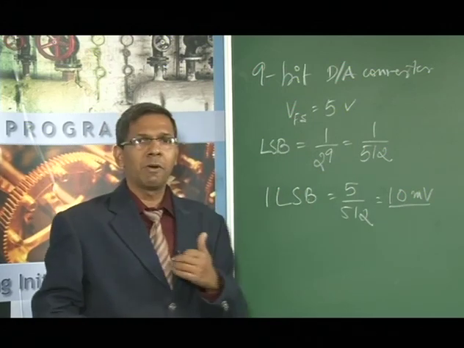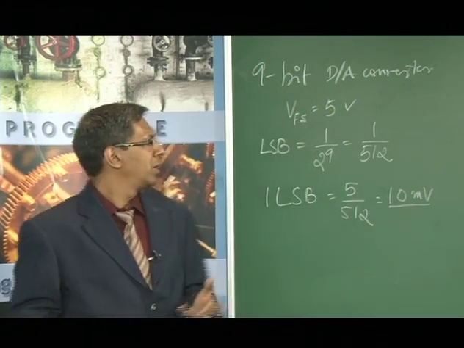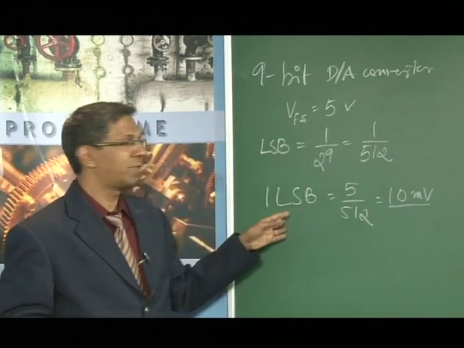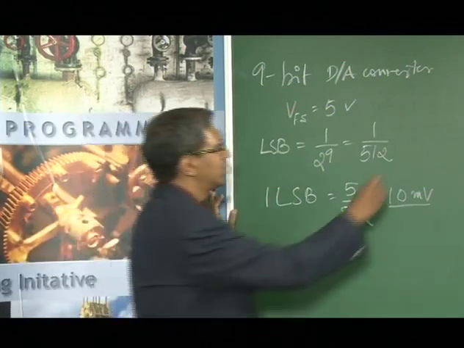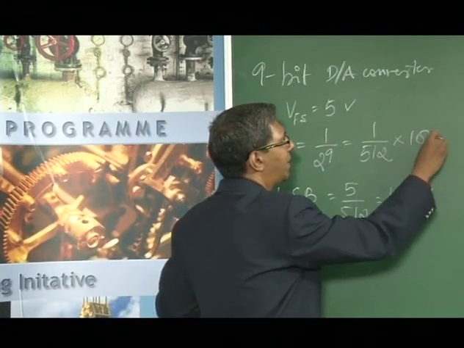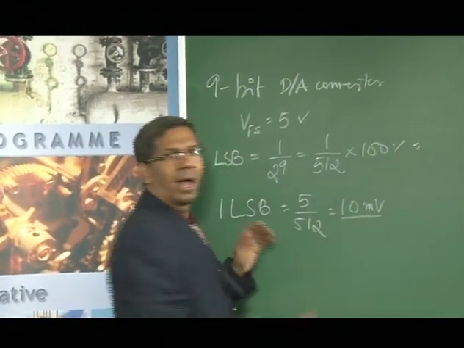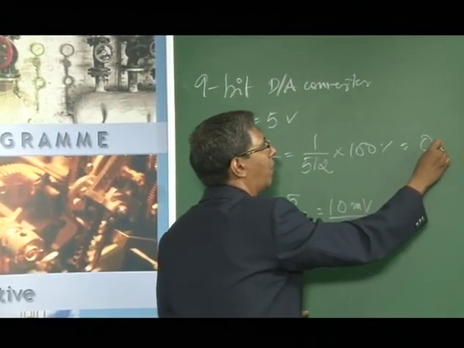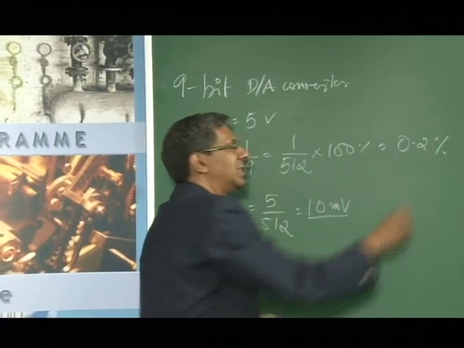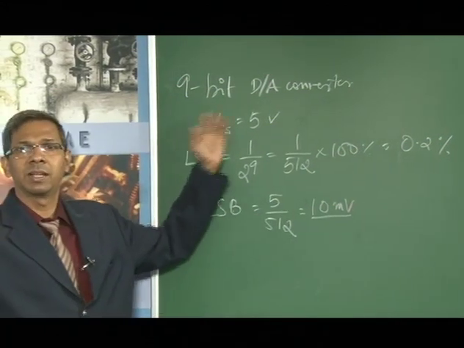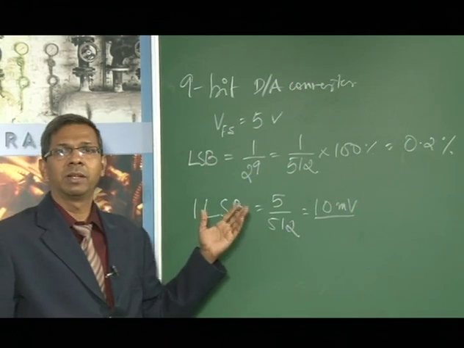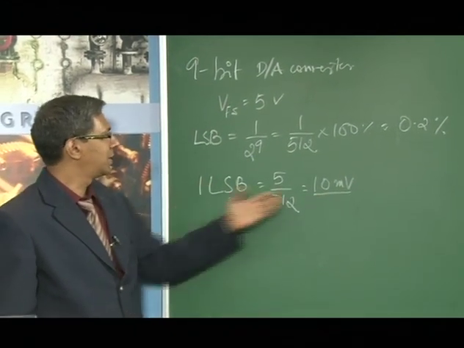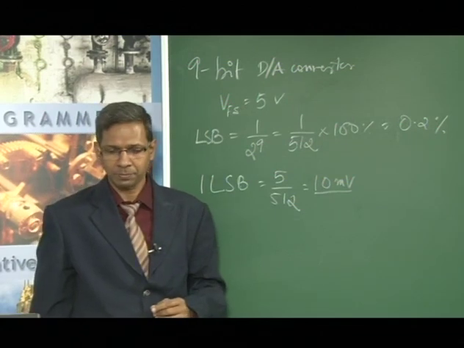Then what if you want to express it as a percentage? You simply use the binary weight, not the actual value of the voltage. To express it as a percentage, you simply multiply it by 100, and that gives around 0.19, which is nothing but around 0.2%. So you can say the resolution of this 9-bit D to A converter is 0.2%, or if you want to say it in value, the resolution is 10 millivolts.